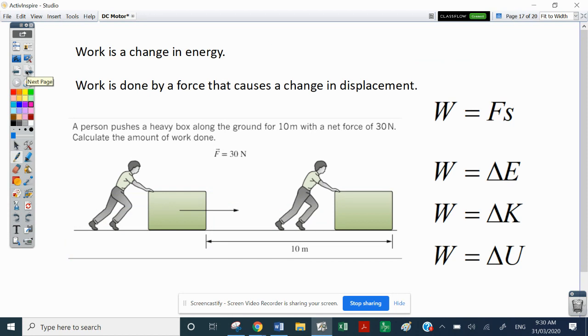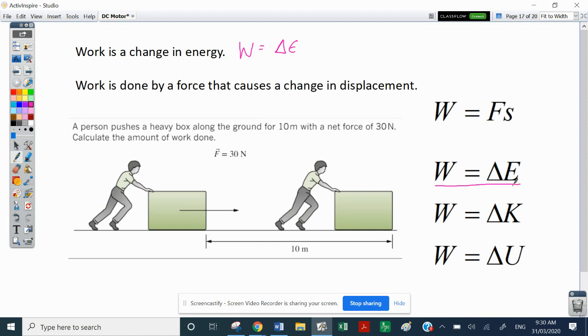So what is work? Now, work is the capacity to cause change, just like energy is, but in particular, it is the change in energy. So work is a change of energy. Work is equal to a change of energy. So we have this over here.